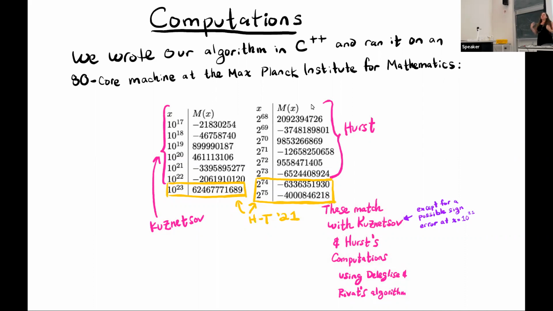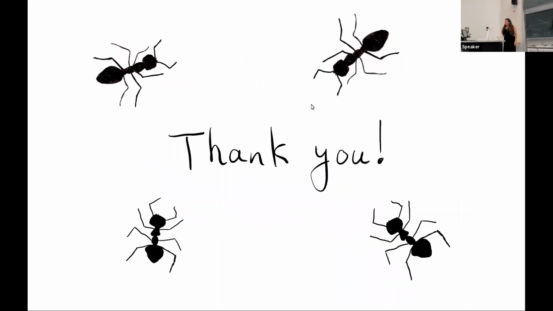I want to emphasize here that we are not doing everything in a completely optimal way. Kuznetsov and Hurst both go to a lot of work on the computational side, optimizing every bit of code, and we didn't do that. So if you're someone who's interested in this, you could probably take our code and with some cleverness, push it further and hopefully get some extra values of M of n if you're interested. All right, I am going to go ahead and end there, but thank you very much for your attention.